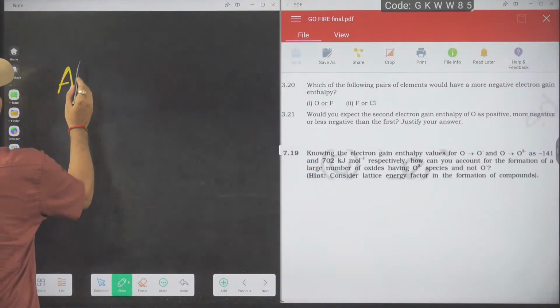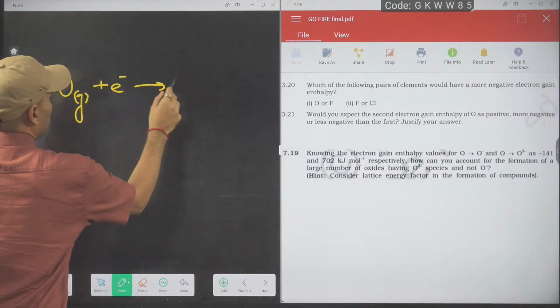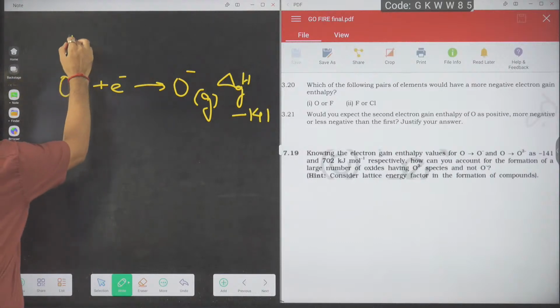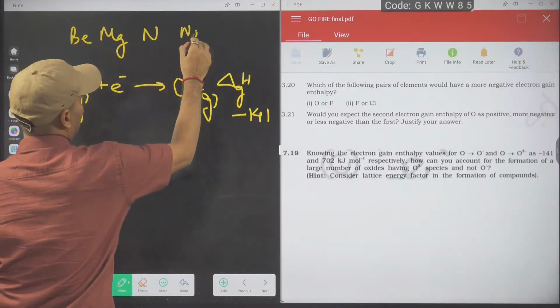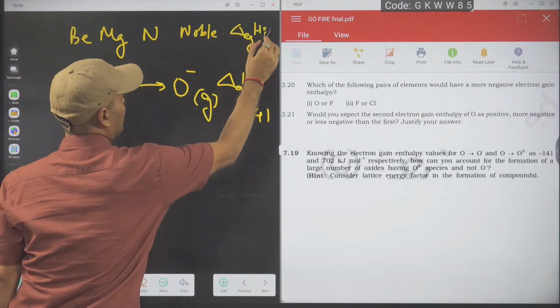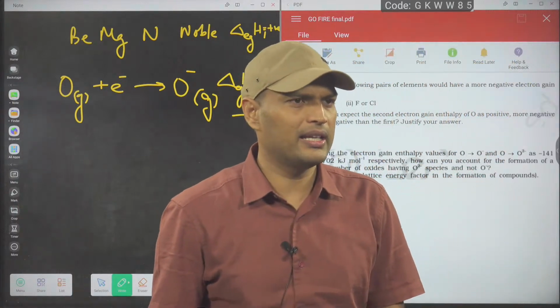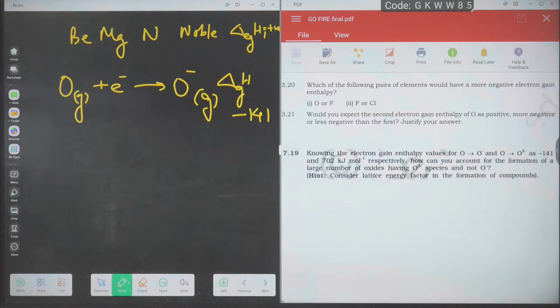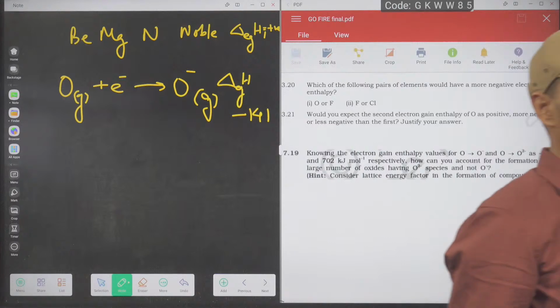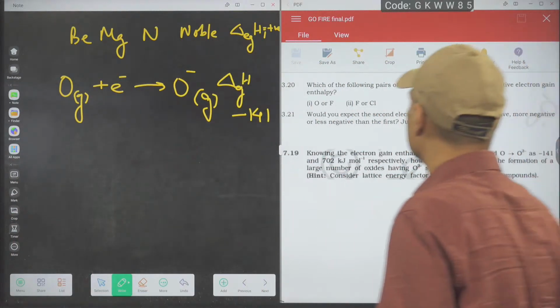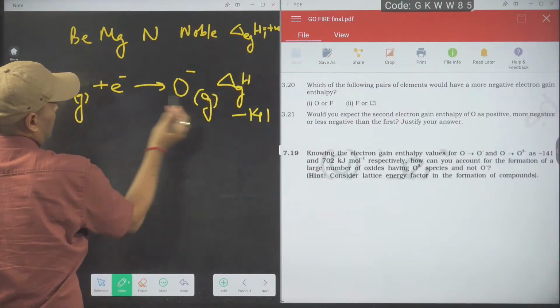There is one more point: when you add the first electron, electron gain enthalpy value can be positive or negative. Like for beryllium, magnesium, nitrogen, and noble gases, the first electron gain enthalpy is positive. So the first electron gain enthalpy can be anything, positive or negative. For these elements it is positive, for oxygen it is negative.